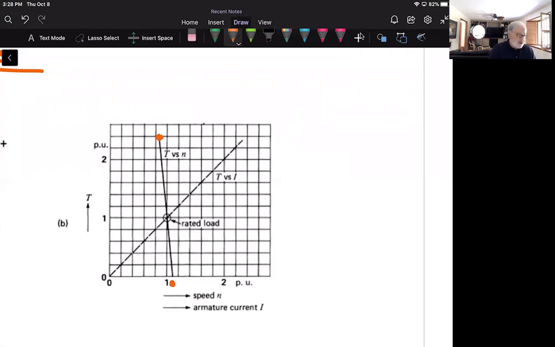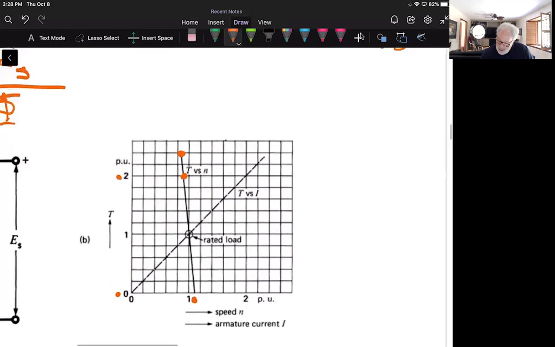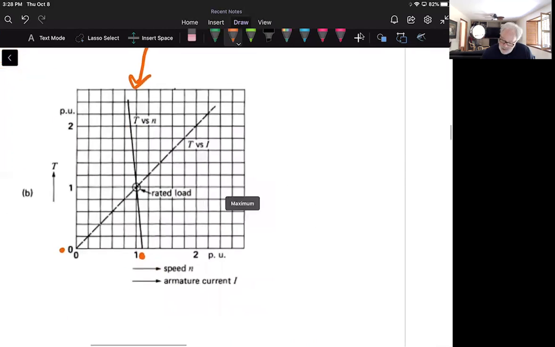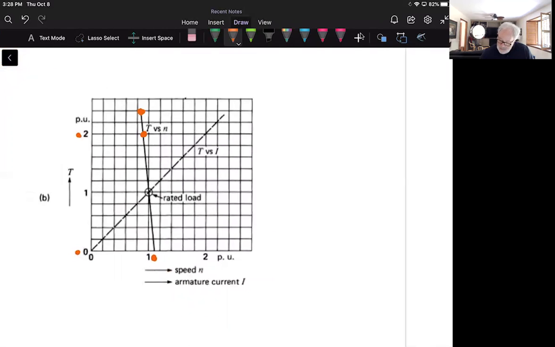And as the torque increases from 0 to 2, okay? So we only move this much on the curve, in relation to this 1.1 per unit of speed to about 0.9, from a 0 to 2 increase in torque.